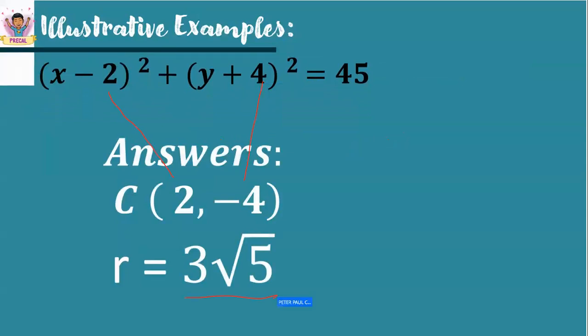And how do we get 3 square root of 5? We simply simplify the square root of 45. That is the square root of 9 times 5, and the square root of 9 is 3. That's why our r is 3 square root of 5.